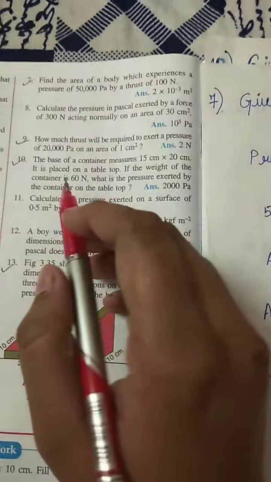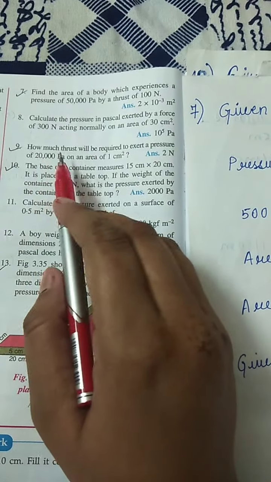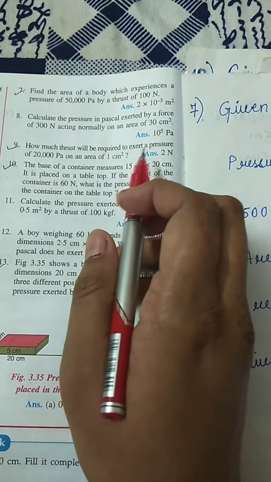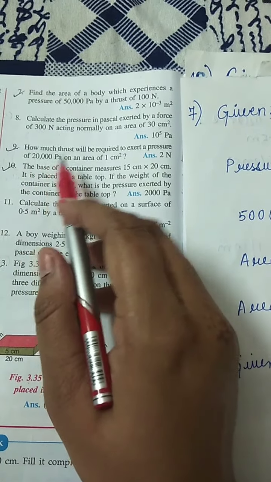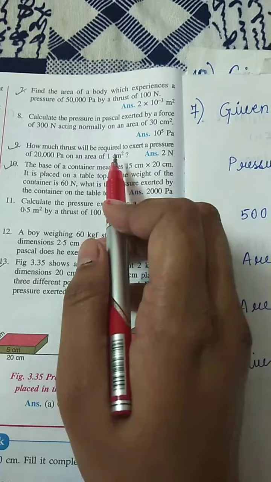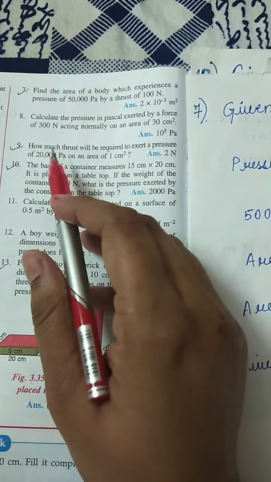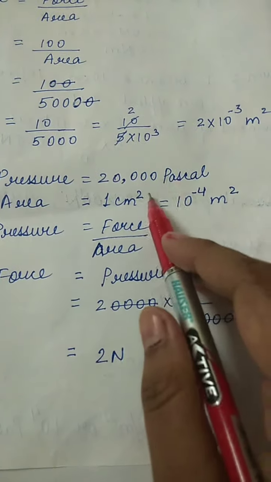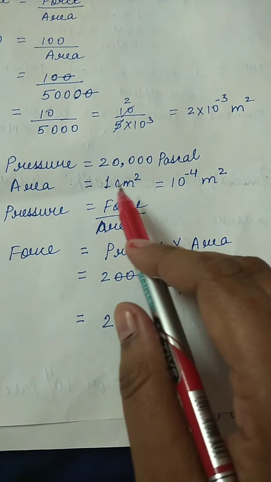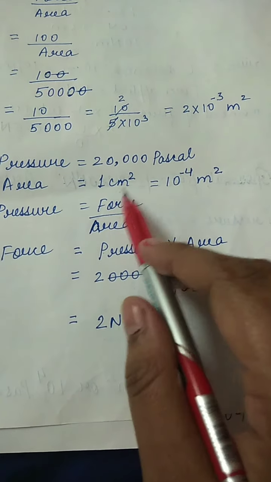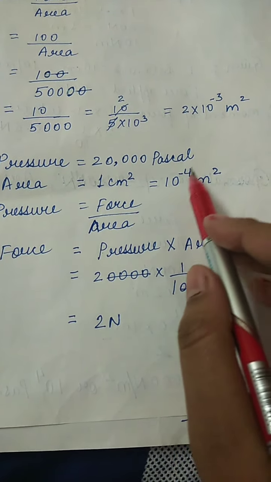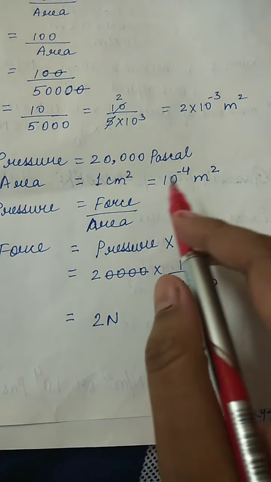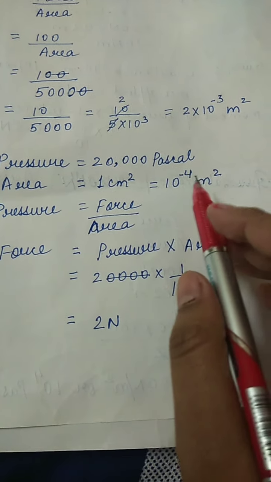The next question is saying: how much thrust will be required to exert a pressure of 20,000 Pascal on the area of 1 centimeter square? How much thrust? It means we have to find force. So pressure is given as 20,000 Pascal, area is given as 1 centimeter square, which is also called 10 to the power minus 4 meter square. Why are we writing 10 to the power minus 4 meter square?